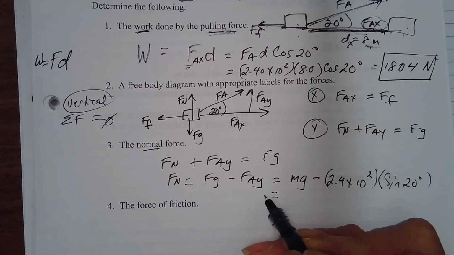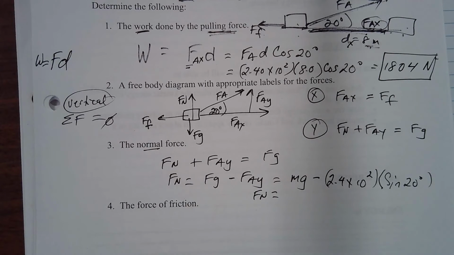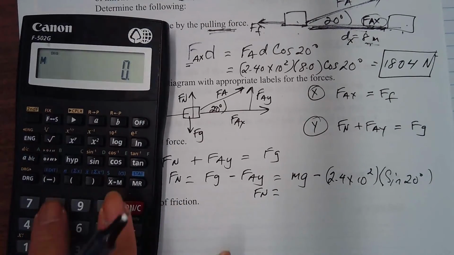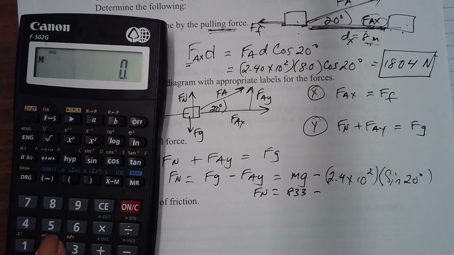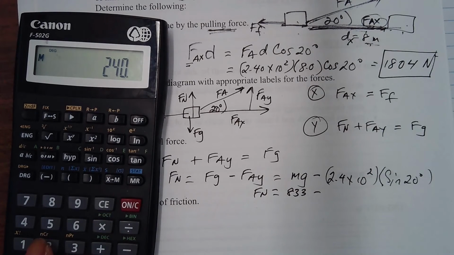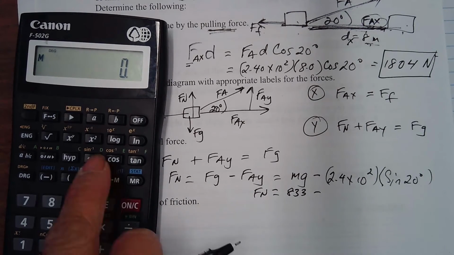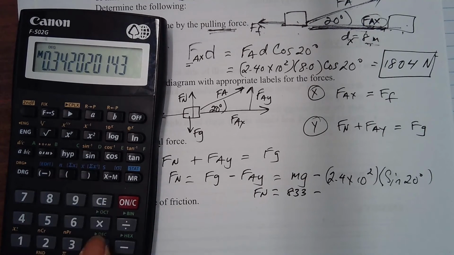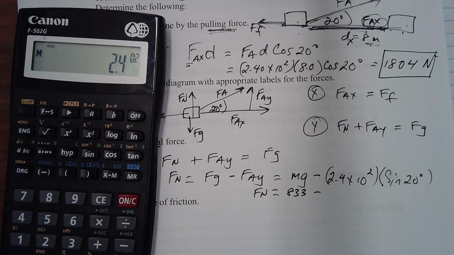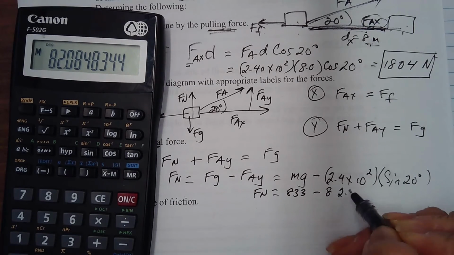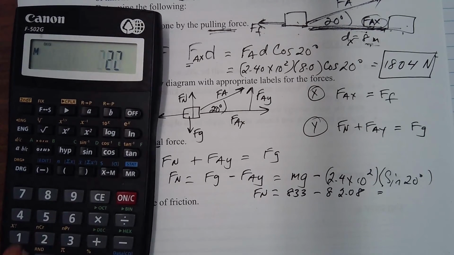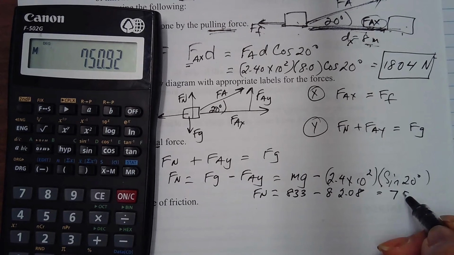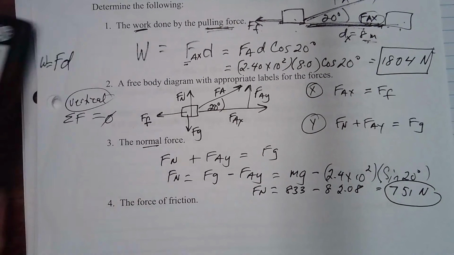And what did we get? What is the Fn? Okay, 85 times 9.8 is 833. Okay, minus, and we get 82.08. So the answer is 751 newtons is the normal force.